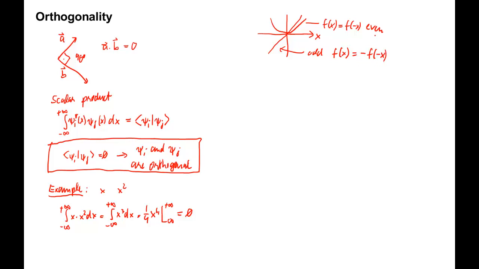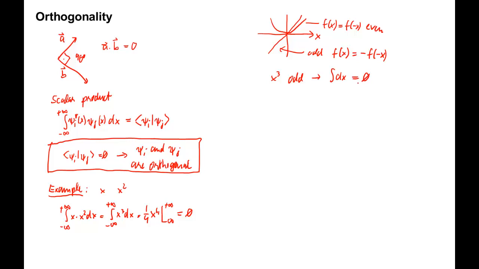The product of an even and an odd function is odd, and the integral of an odd function is always 0, since the left and the right halves of the integral cancel. So x cubed is odd, therefore the integral of x cubed over all space equals 0.